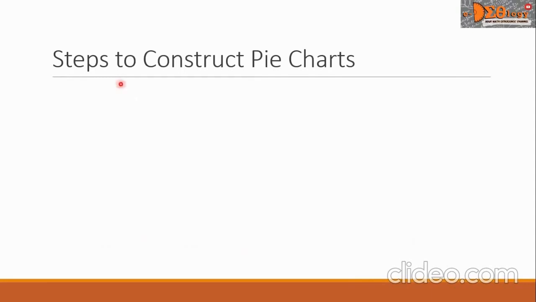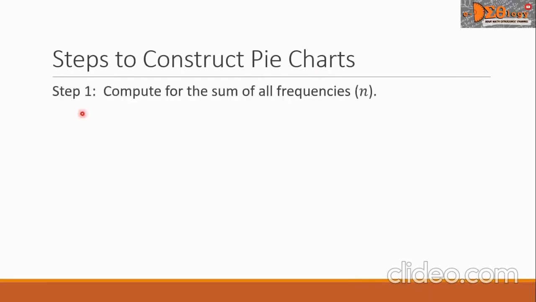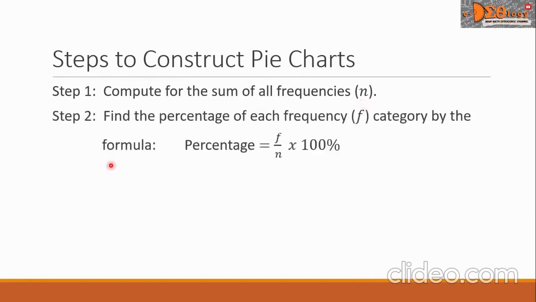These are the steps to construct pie charts. Step 1. Compute the sum of all frequencies, denoted by n. Step 2. Find the percentage of each frequency, denoted by f, category by the formula percentage equals f over n times 100%.